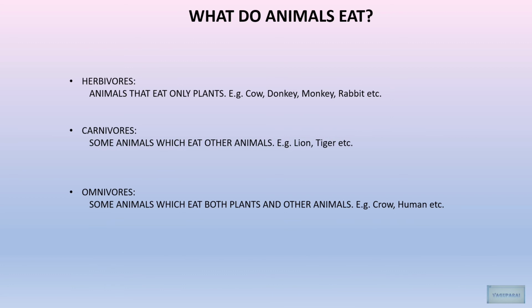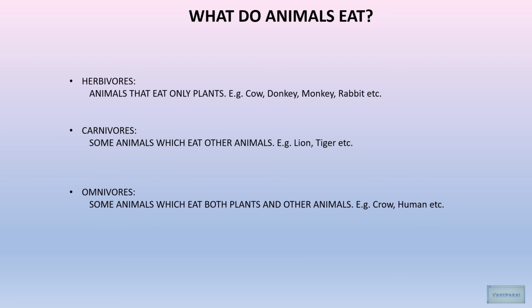We have already seen the food that is sourced from plants and animals. Now we have to know what the animals eat. Are human beings animals? Yes, of course, we are animals, right? Now animals are categorized into three categories. One is herbivorous, the other one carnivorous, and the last one is omnivorous. Herbivorous animals eat only plants. Example, cow, donkey, monkey, rabbit, etc.